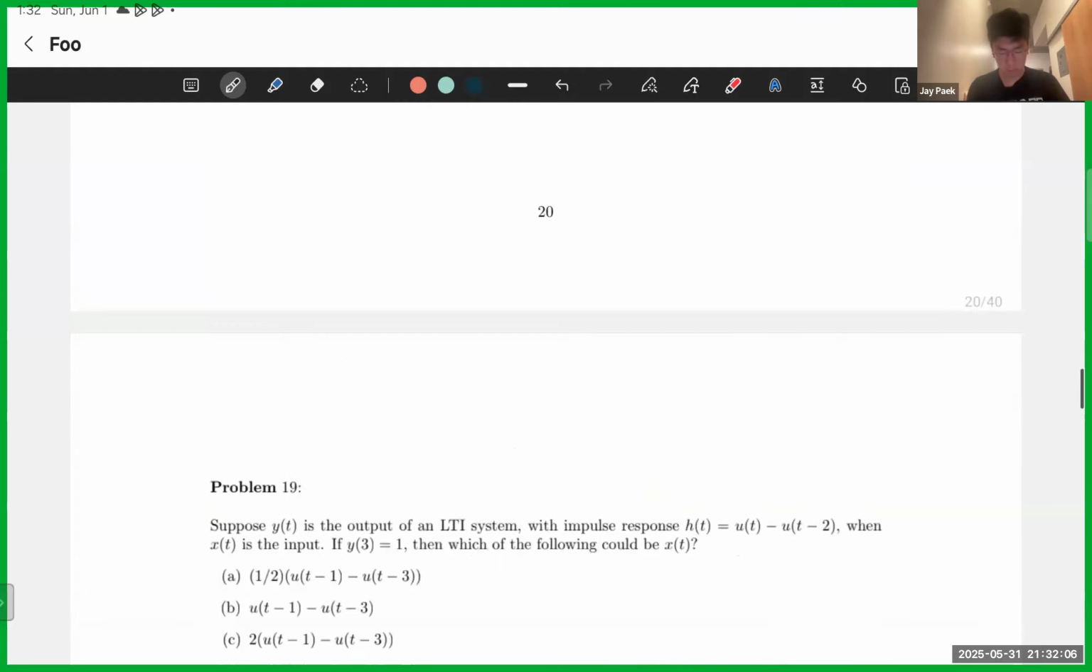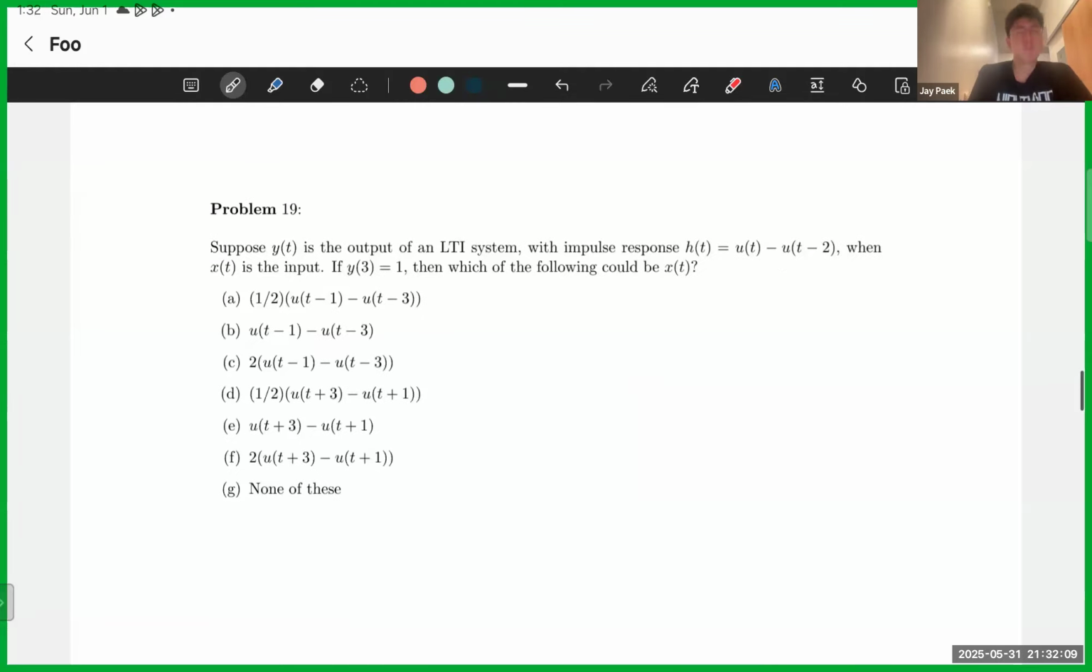Let's keep going. Ooh. Suppose y of t is the output of an LTI system with the impulse response shown below, when x of t is the input. If y of 3 is equal to 1, then which of the following could be x of t? Damn, good question. I had to think about this. Hold on. Okay, so my first observation is that h of t is actually just a rect function.